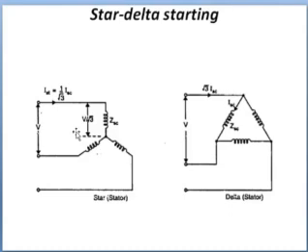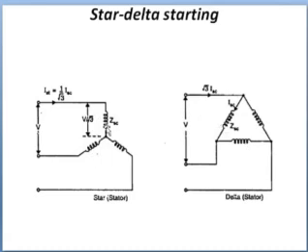Star delta starting, we will not use any auto transformer or starter resistance. Star delta starting can be used for those motors which are normally delta connected motors. At the starting condition, it will operate as a star connection, and in running condition, it will operate as a delta. Now, in the laboratory, you can see that six terminals of the motor will be there. When the motor is started, it will operate star connected, and when it is in running condition, it will operate as a delta connected motor.